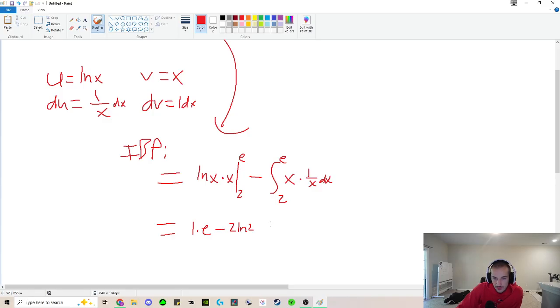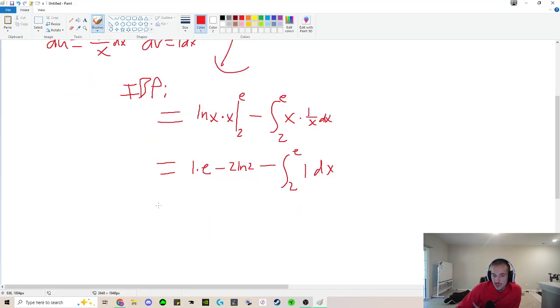Right? Now, we're going to have minus the integral from 2 to e of 1 dx. So we're just going to be left with e minus 2 ln 2 minus (e minus 2). Make sure you keep this parentheses, right? Because this 2 should be positive.